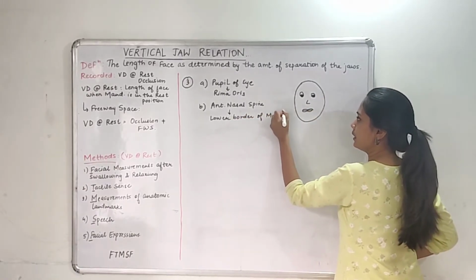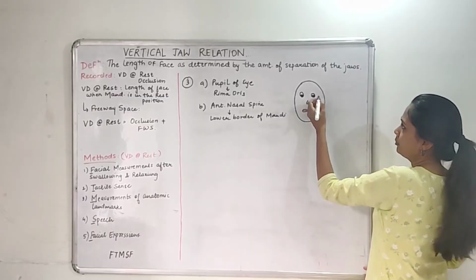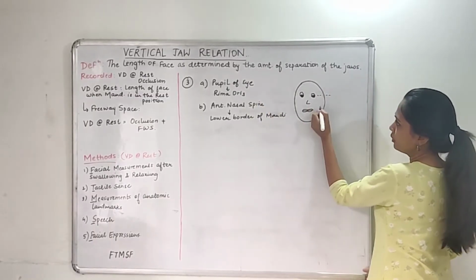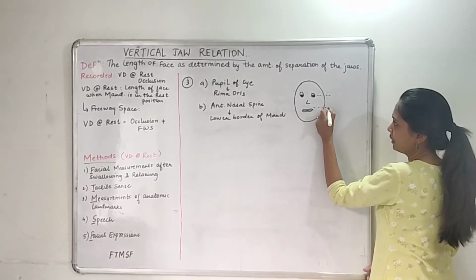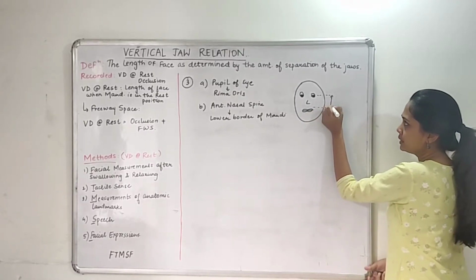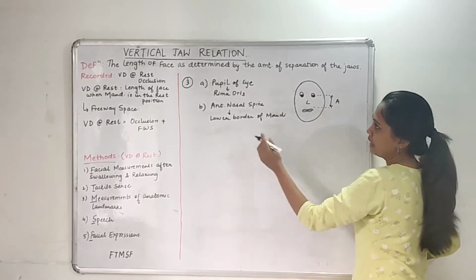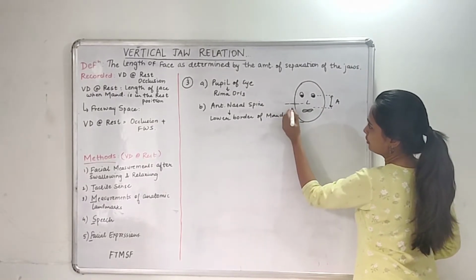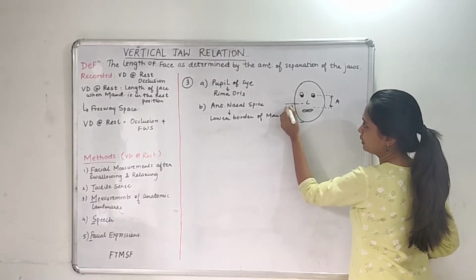So here, if I just show you in a diagram, this will be the pupil of the eye, the center of the pupil of the eye to rima oris. This will be the opening of the mouth somewhere here. So this distance, we'll name it as A distance, and then the anterior nasal spine to the lower border of the mandible. This will be distance B.